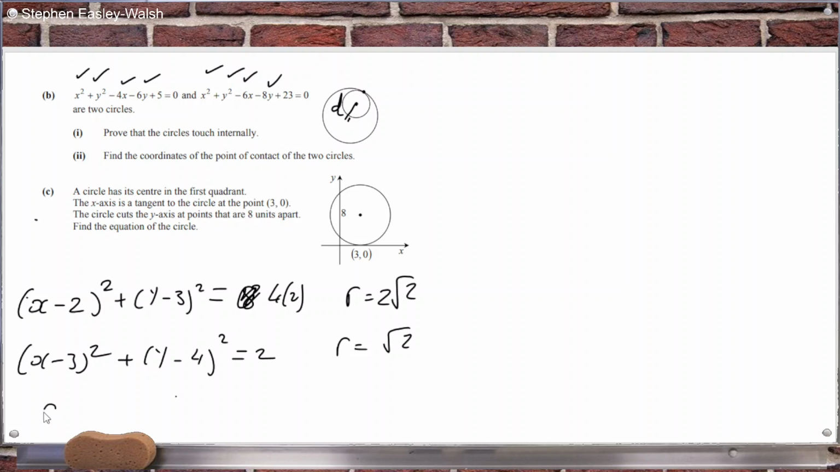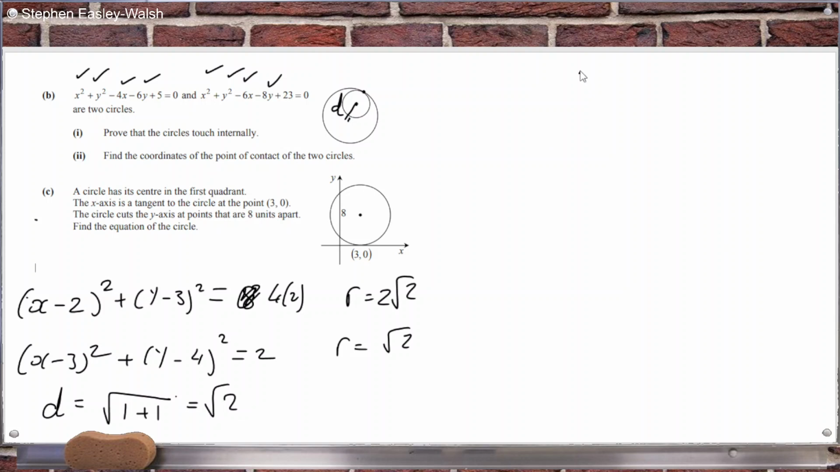And then the distance between the centers, d, that would be the square root of 1 squared plus 1 squared. That's root 2.